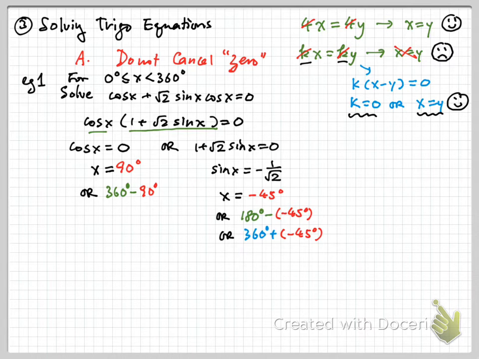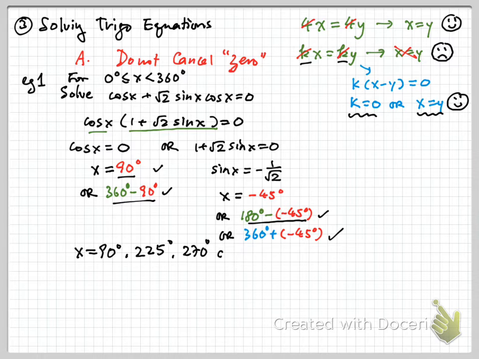So after all, we have 4 answers: 1, 2, 3, 4. x will be 90 degrees from here, and what else? We have this one, 225 degrees. Or this one, 270 degrees. Finally, we have the last answer.